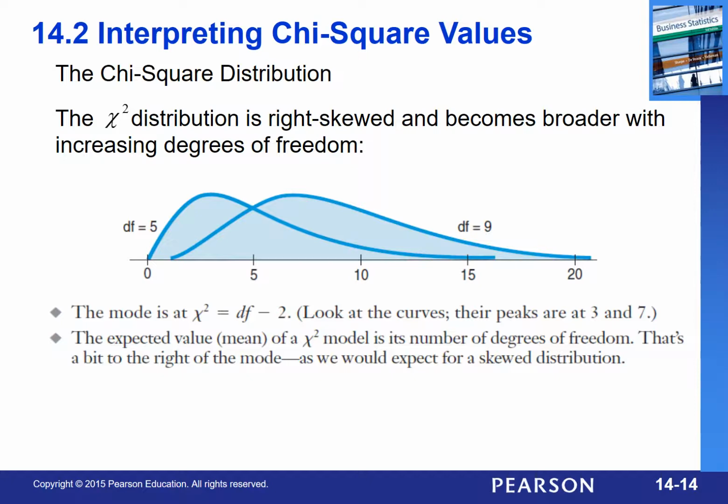The expected value or mean of the distribution is always the degrees of freedom that you see present. So, as you look at this, 5 is about the area equality on the degrees of freedom 5 one, and the same thing is true for the 9 one. So just a little bit to one side or the other of the mode due to its skewness. So that's what chi-square looks like.